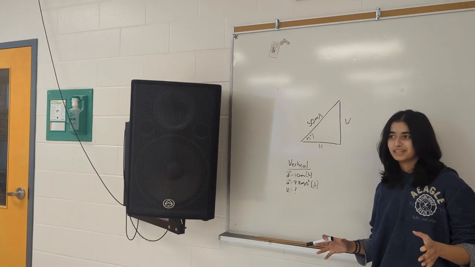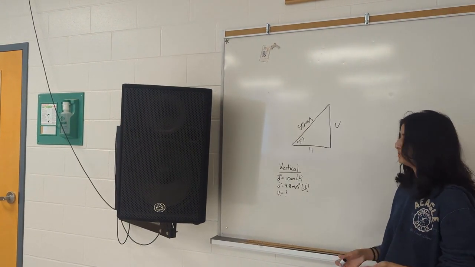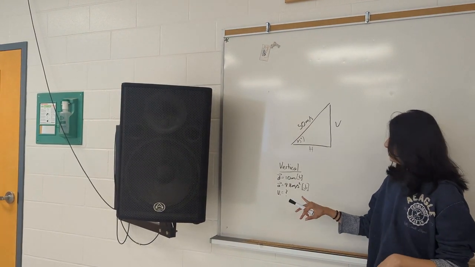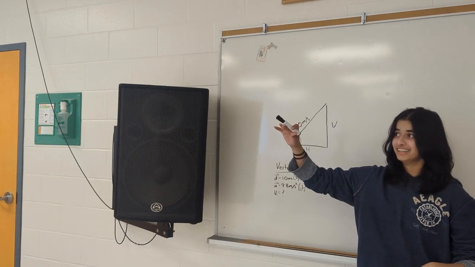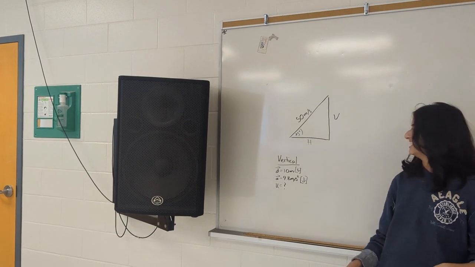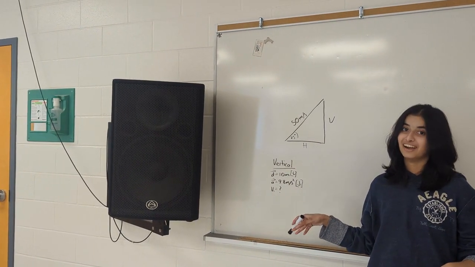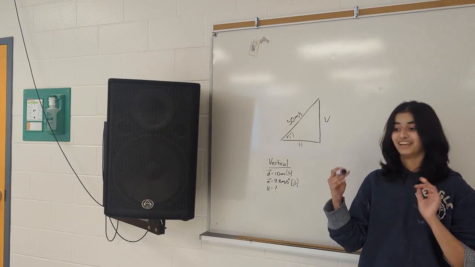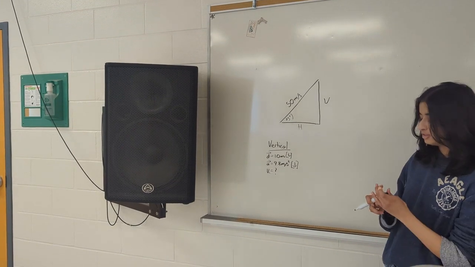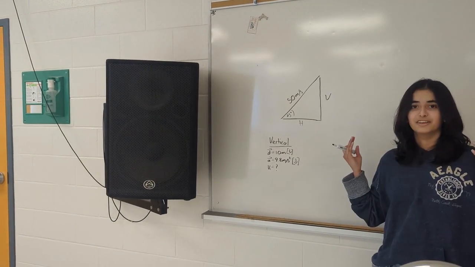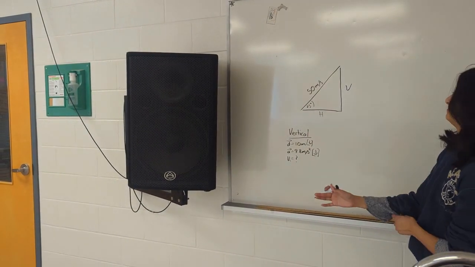All right, so now that we have somewhat of our components, let's see what we have vertically. So displacement is 10 meters down because you go from here to here. And acceleration is 9.8 meters per second squared down because gravity goes down. So now that we have those two components, we should find the initial velocity, vertical and horizontal.